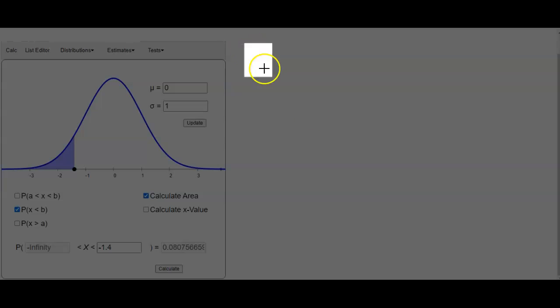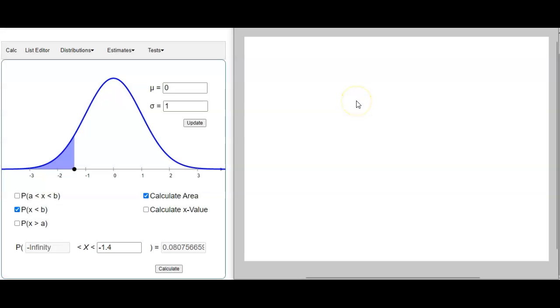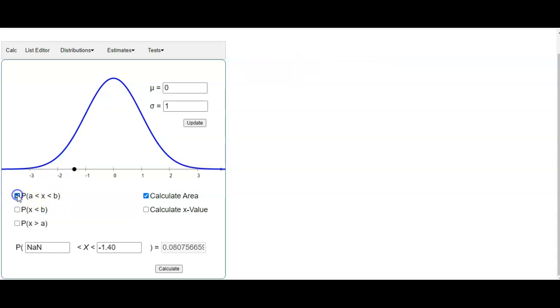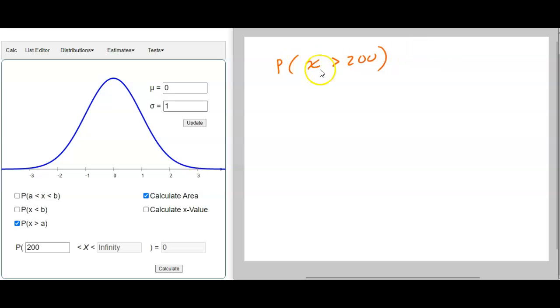So now let's take a look at that. Let's say we want to find the probability that some value x is greater than 200. Well, if that was a z-score, that would be 0. Z over here, look, 200 would be way out here, and there's basically nothing. If you did that as a z-score, you'd be going from 200 to infinity. If you calculate that, it's going to show you 0, as you see. But that's not a z-score.